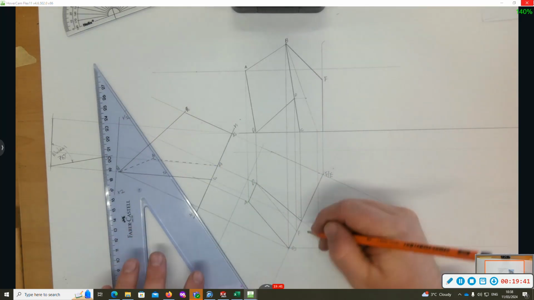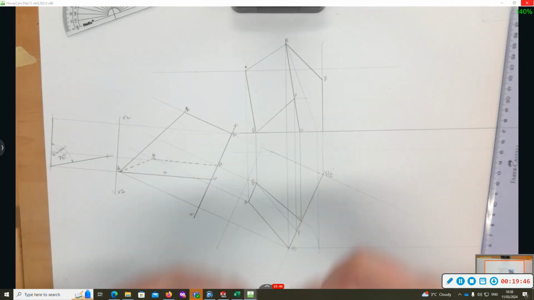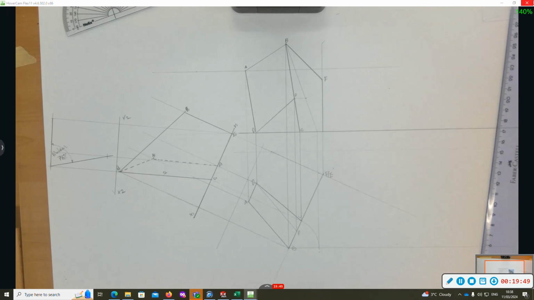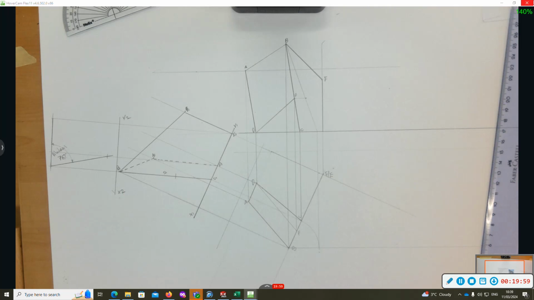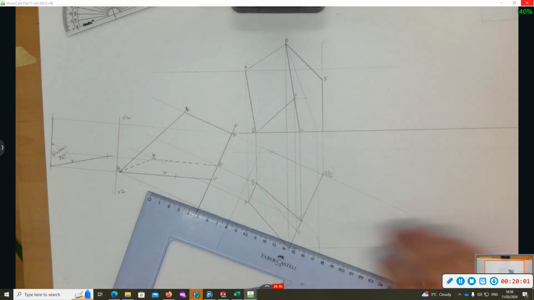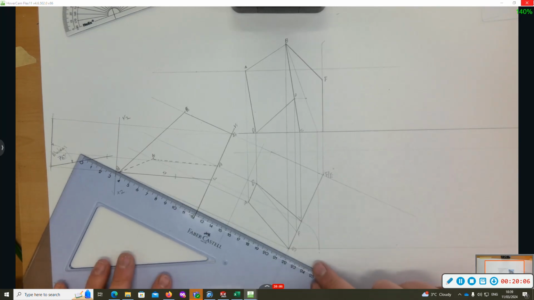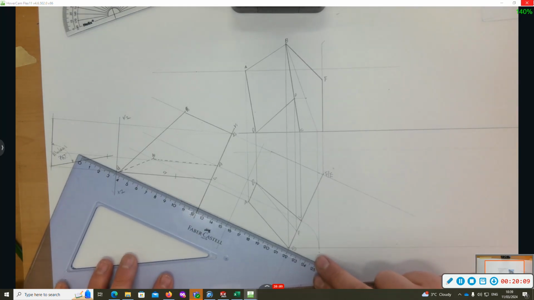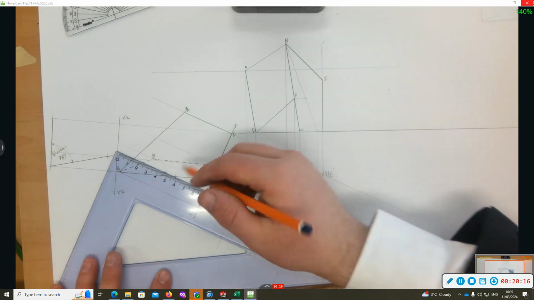Now there's P in plan. Now you could also set your compass to 55 and swing an arc up here, because it's on a true length line there, and you'd project it back down from your auxiliary elevation, and they'd intersect there. You could also do that.